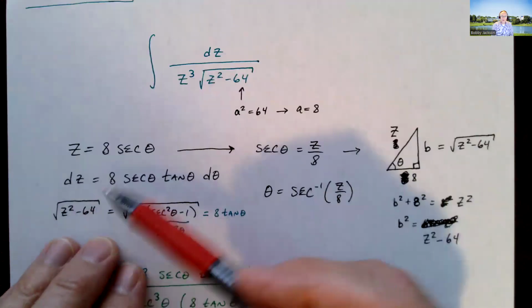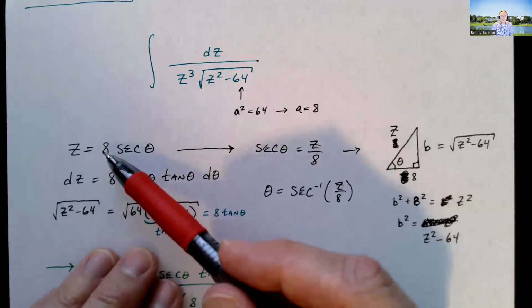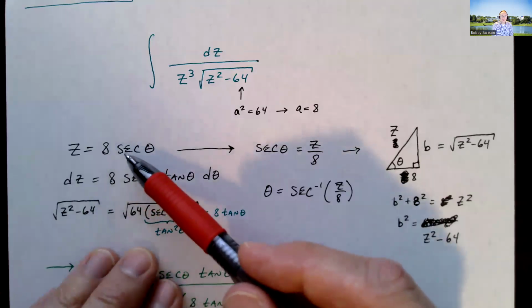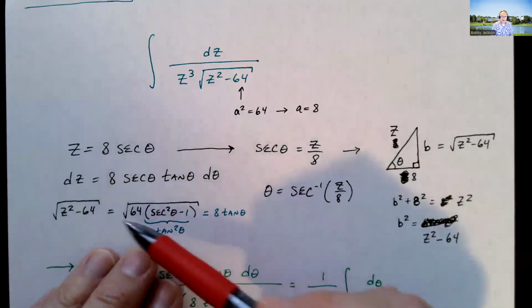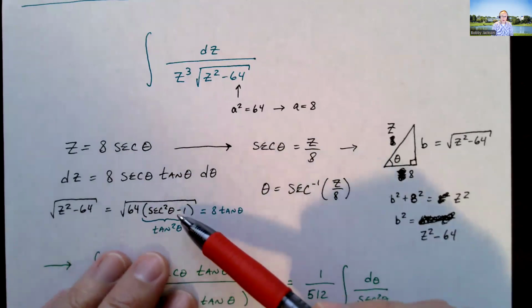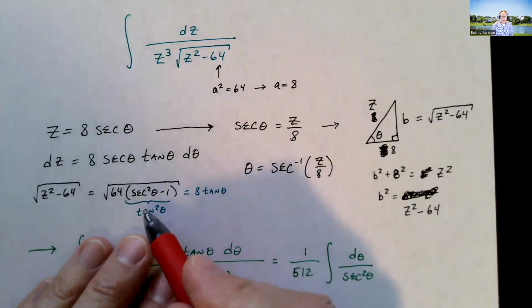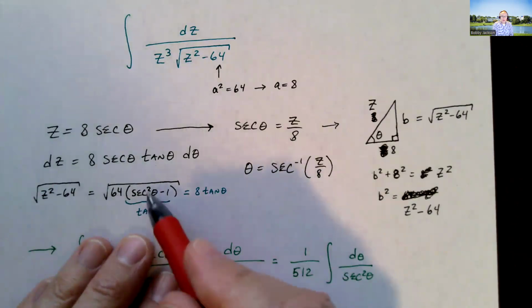And then here's the reason. When we look at the square root of z squared minus 64, well, z squared would be 64 secant squared theta. If I factor that 64 out of there, I'll be left with secant squared theta minus 1 under the radical. Well, that, by the Pythagorean identity, is tangent squared theta. And that's the only one that will work.